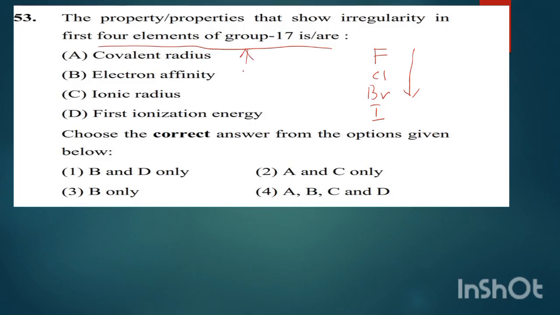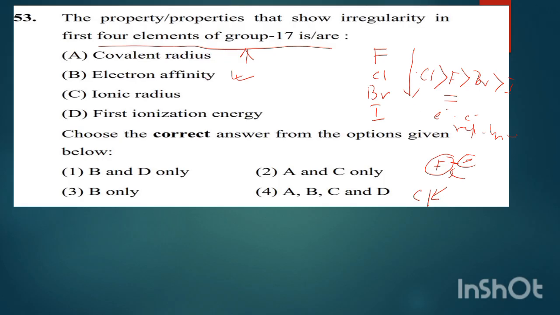Electron affinity: as far as I can remember, chlorine has higher electron affinity than fluorine. Why? Because due to the small size of fluorine there is electron repulsion. When fluorine becomes F minus, the incoming electron gets repelled by the small size of fluorine. Therefore it is difficult for fluorine to accept an electron, whereas chlorine, because of its greater size, can easily accept an electron. So there is an irregularity here.